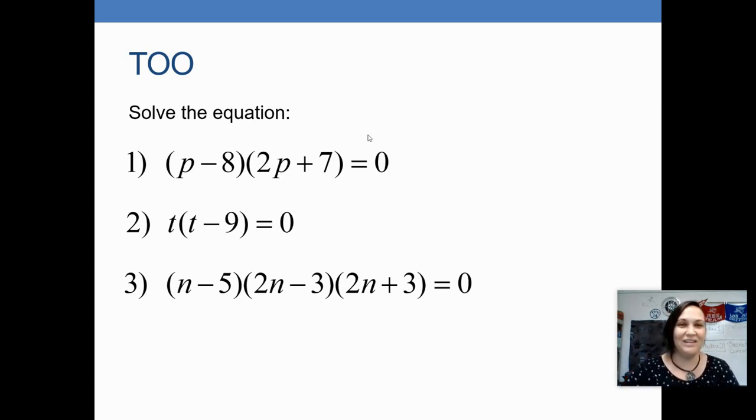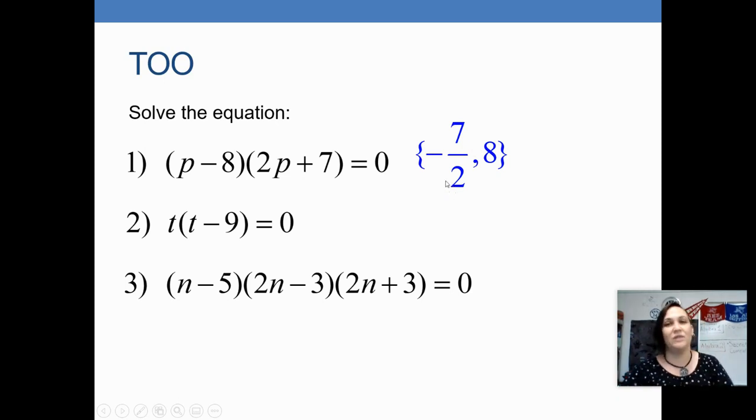Let's see how you did. For the first one, I should get 2 answers. From the first parentheses, I got an answer of +8. From the second parentheses, I got an answer of -7/2. I do prefer fractions over decimals, so make sure you're writing everything as a fraction. Anytime you have a number in front of your variable, you always run the risk of having a fraction for your answer because you will need to do some division.